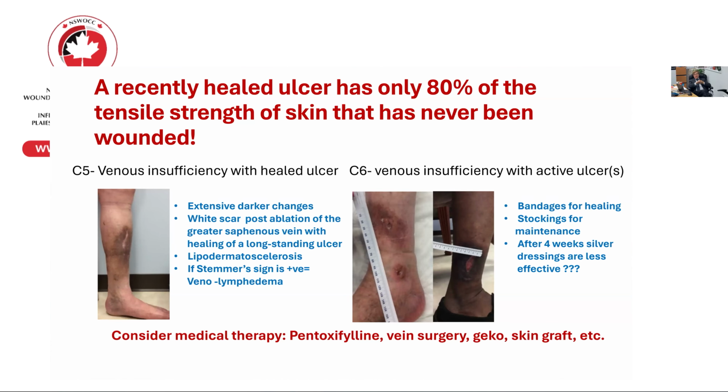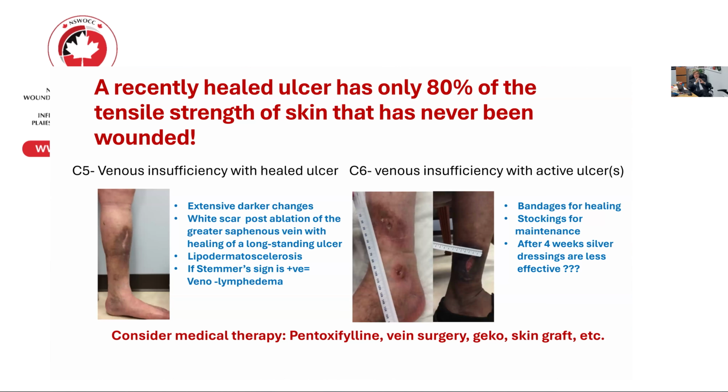Bandages for healing, stockings for maintenance. Very occasionally, we might use stockings as a primary treatment. And after 4 weeks, silver dressings are less effective. And that's been shown in a systematic review where they looked at the use of silver.